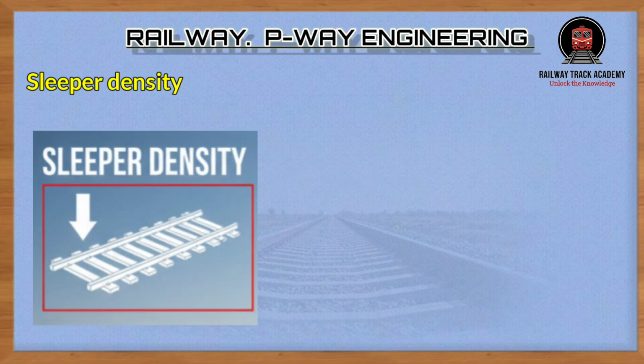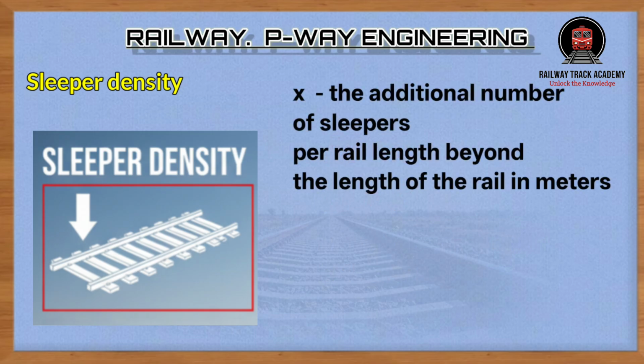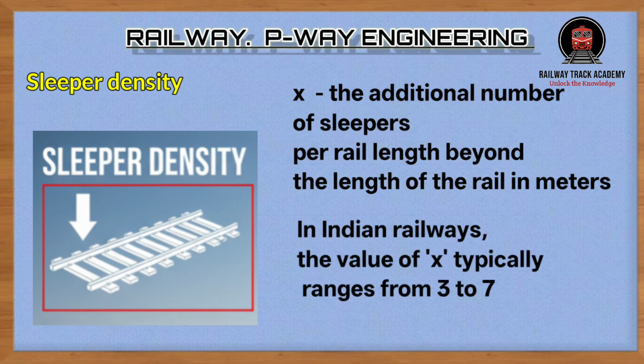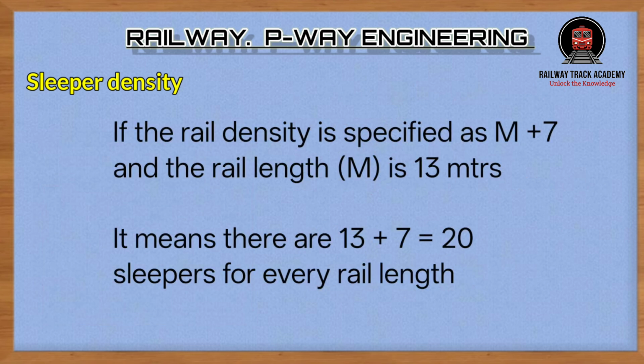For this, the formula m plus x or n plus x was used. Here, m or n represents the rail length, which is 13 meters, and x denotes the number of additional sleepers beyond 13. This value of x usually ranges from 3 to 7. For example, a sleeper density of m plus 7 means 13 plus 7, which equals 20 sleepers per rail length.